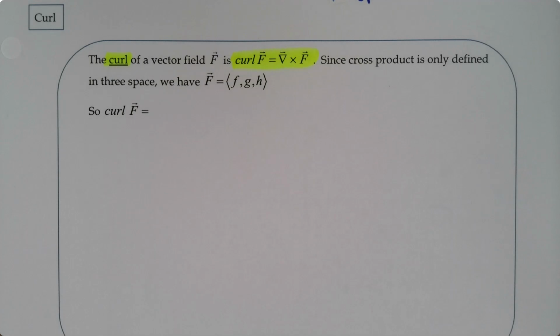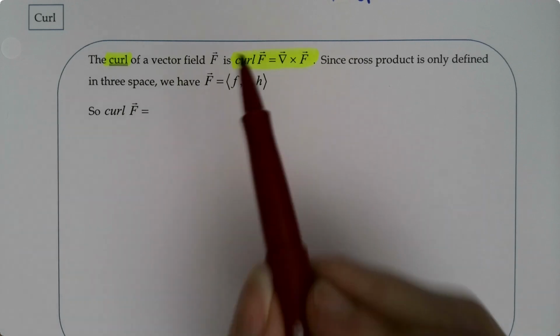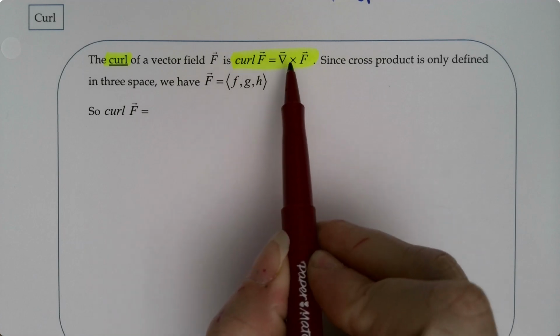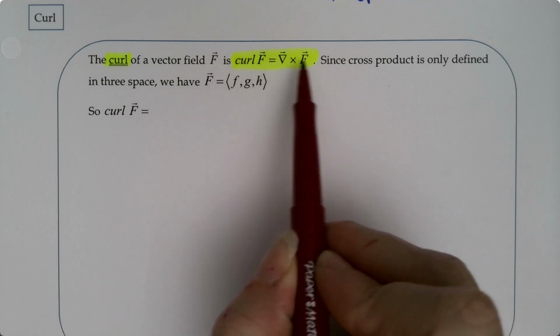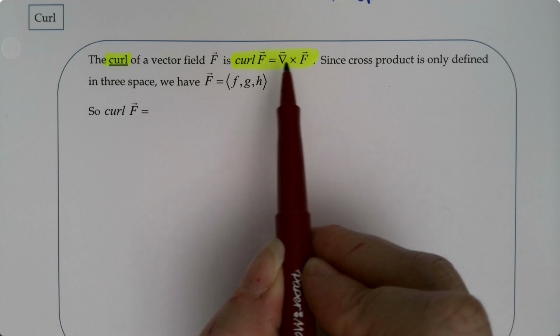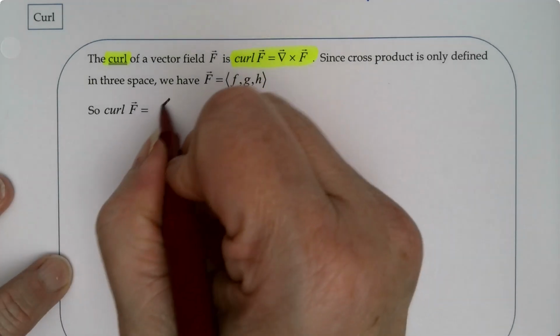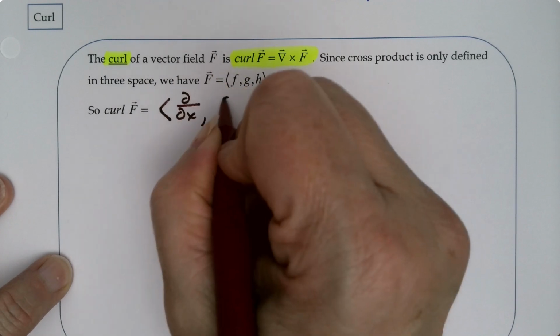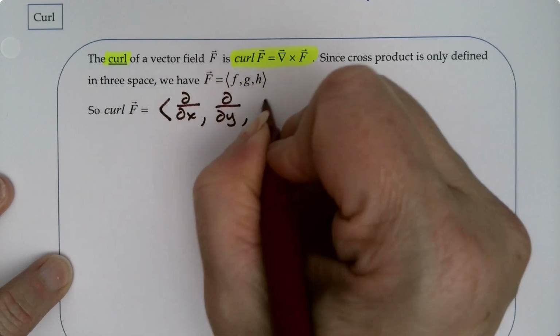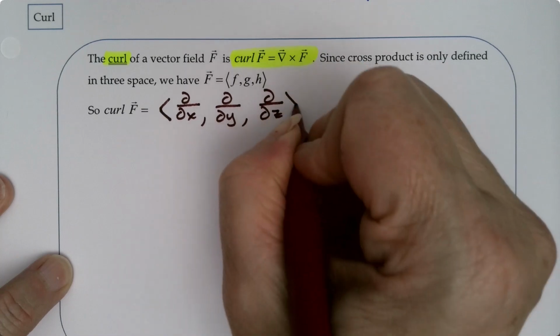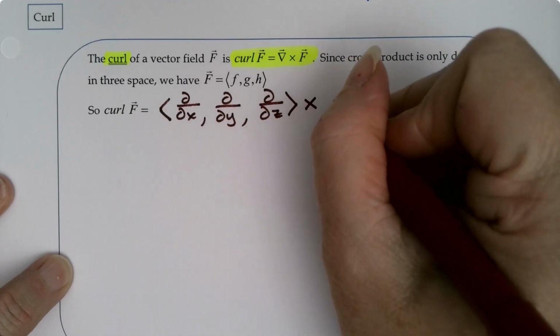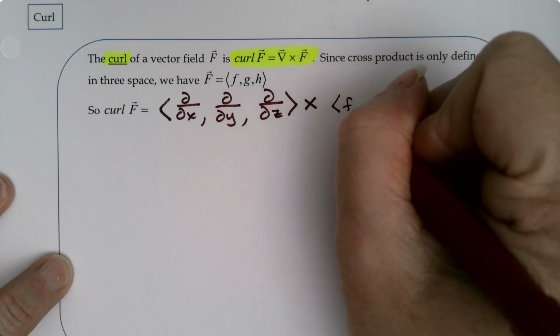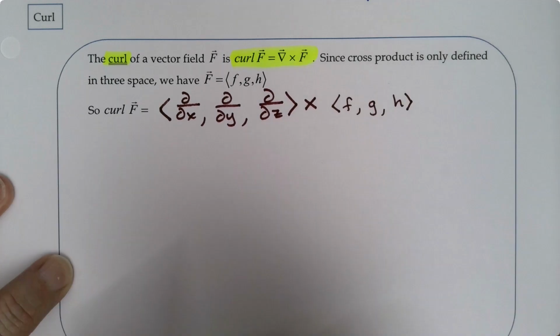So we defined the divergence in such a way that would help us with three-dimensional vector fields. So now we have to do the same thing with the curl. The curl of a vector field is the cross product of the del operator and the vector field F. That's going to be a bit more work here. We're going to take our del operator, a partial with respect to x, partial with respect to y, partial with respect to z, and take the cross product of it with f, g, h.